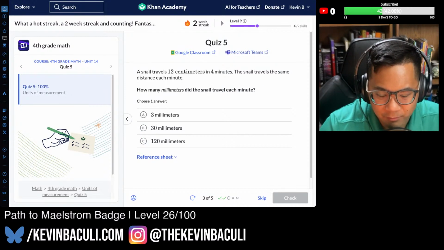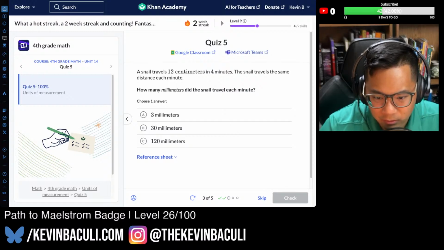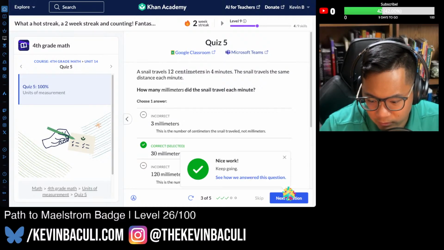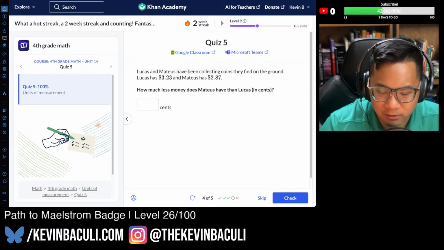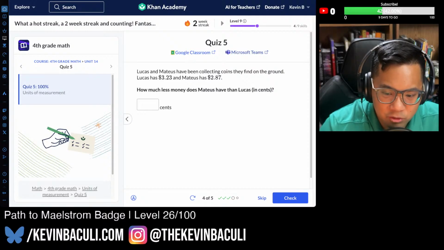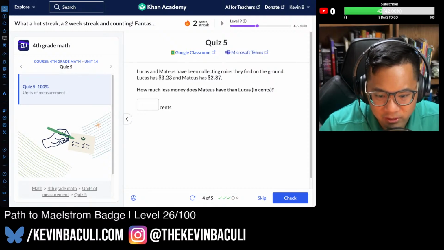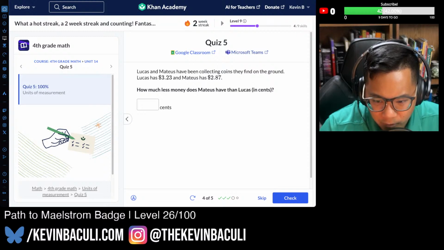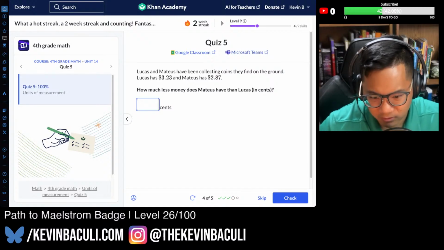Snail travels 12 centimeters in 4 minutes. The snail travels the same distance each minute. How many millimeters each minute? So it's 3 centimeters in a minute. 30 millimeters. Lucas and Mateus have been collecting coins they found on the ground. Lucas has $3.23 and Mateus has $2.87. How much less money does Mateus have than Lucas? 36 cents.